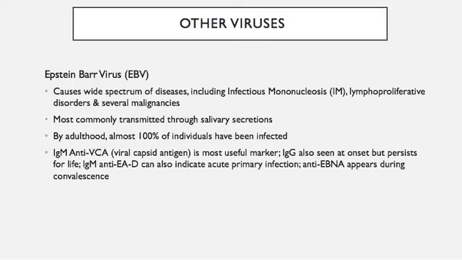We can test for IgM and IgG, IgM anti-VCA, which, even though we're testing for EBV, the VCA stands for viral capsid antigen. This is the most useful marker for acute IgM. IgG is also seen at the onset, but this one's going to persist for life. IgM anti-EAD can also indicate acute primary infection. Anti-EBNA appears during convalescence.